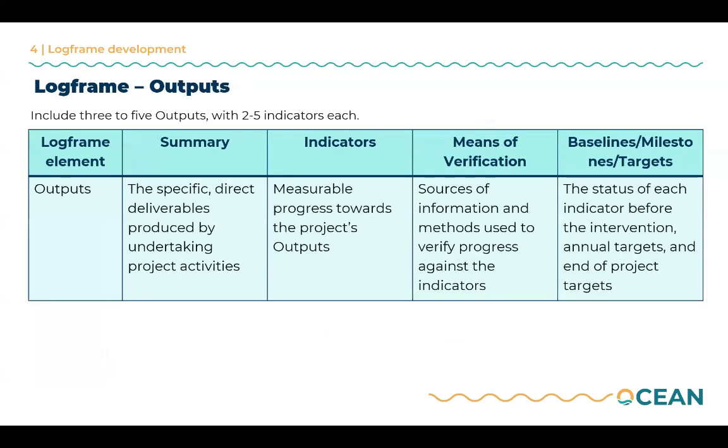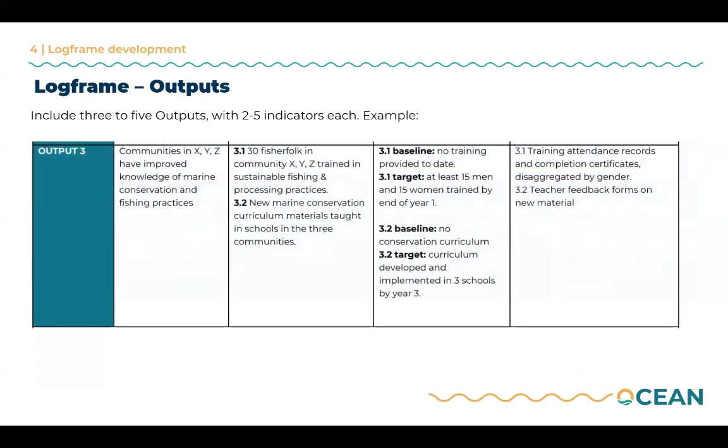At output level, you can have 3 to 5 outputs with 2 to 5 indicators each. Projects can typically have 3 to 4 outputs, and that would be manageable. We don't recommend putting too many outputs because it increases your reporting burden. So remember that outputs are the specific and direct deliverables produced from undertaking your project activities. The indicators should measure the progress towards those outputs. And again, you need the means of verification and baselines, milestones, and targets. And that's what it could look like here.